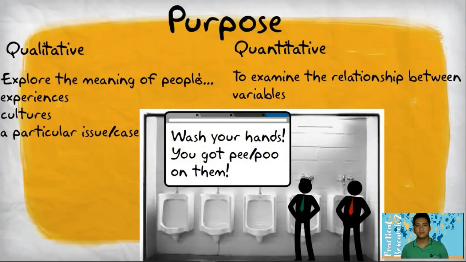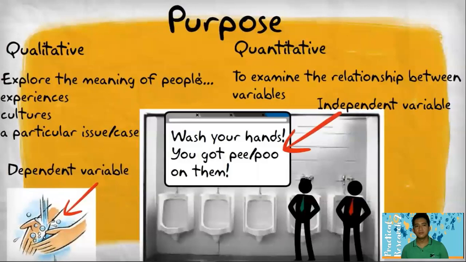The independent variable in this study is the poster on the wall. It was manipulated by the researcher. The dependent variable was the characteristic of hand washing. It was the effect of there being or not being a poster in the bathroom.